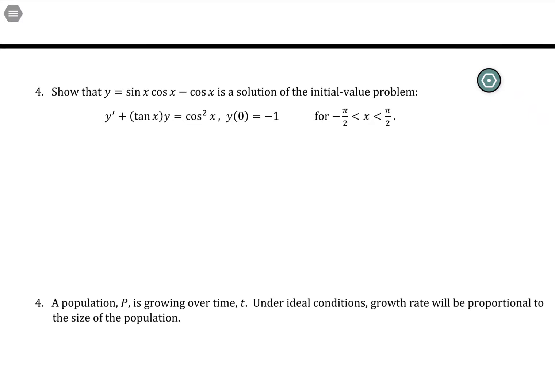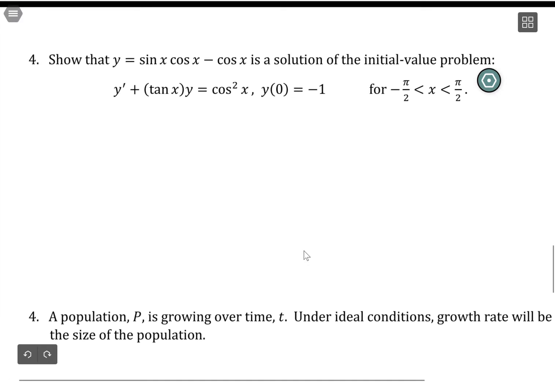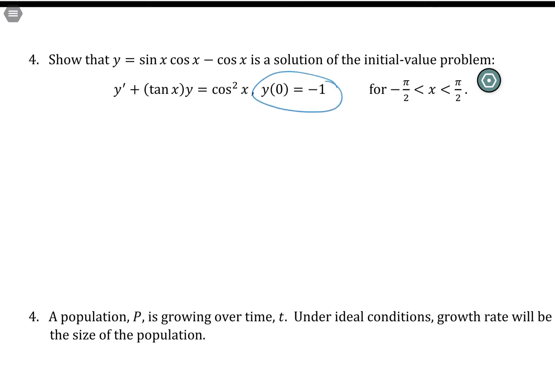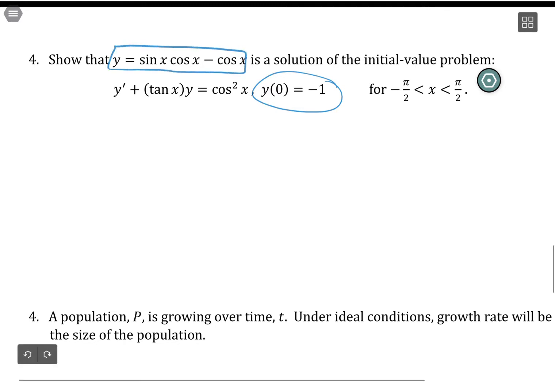Okay, so this one is a little bit messier, and it introduces, again, that initial value problem vocabulary. Really, all that's saying is that the condition that we're given is an initial condition. So if we want to show that y equals sine x cosine x minus cosine x is a solution to the problem, we actually do have to check two things. One, does it satisfy the equation? And two, does it satisfy the initial condition?